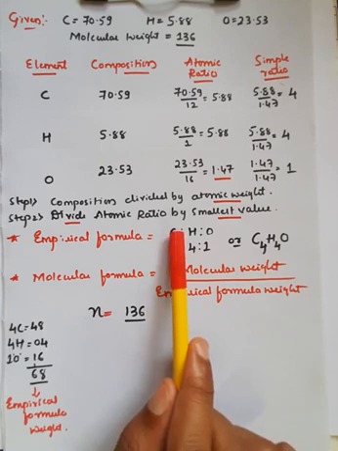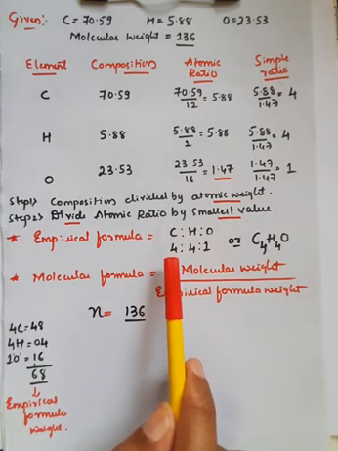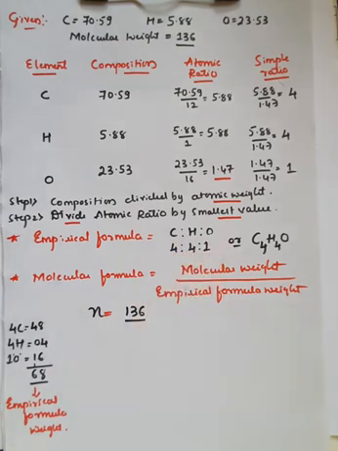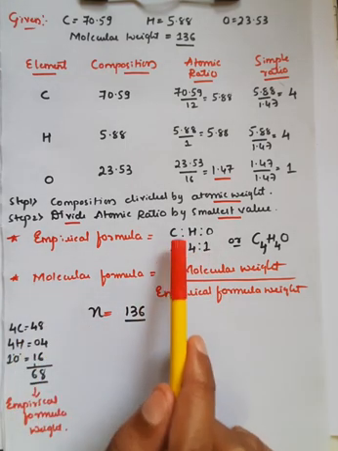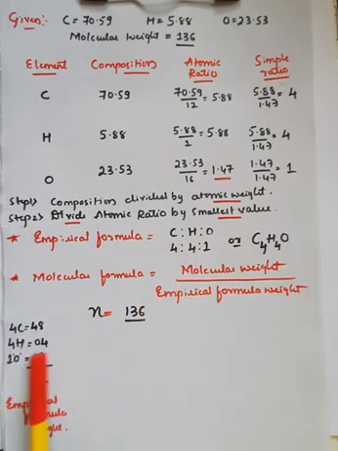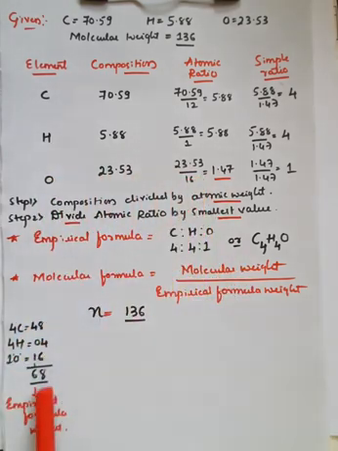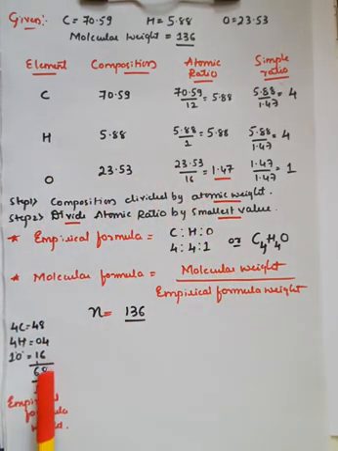We already know the weights of carbon, hydrogen and oxygen, and we have to understand the ratio, which is 4 is to 4 is to 1. Therefore the empirical formula weight: there are 4 carbon atoms, that is 48. 4 hydrogen atoms, where 1 hydrogen is 1, so 4 hydrogen is 4. 1 oxygen has a weight of 16. Therefore the overall weight is 68.